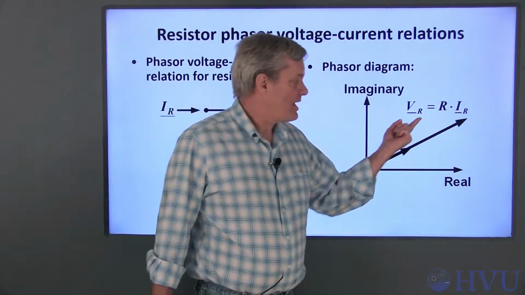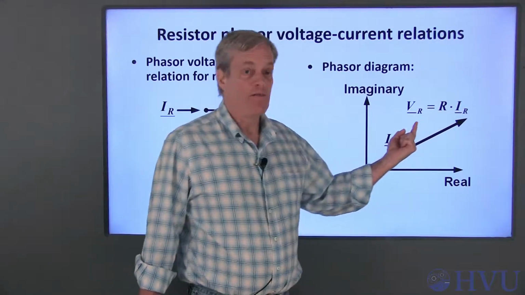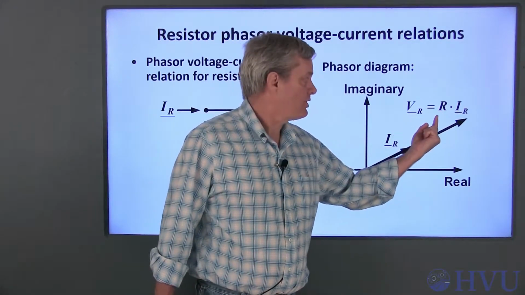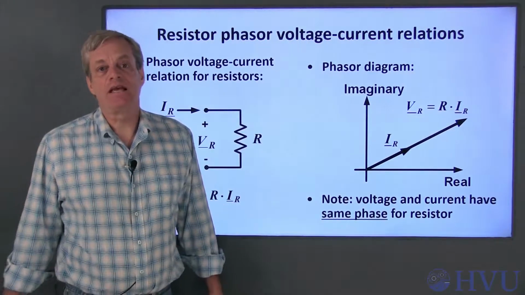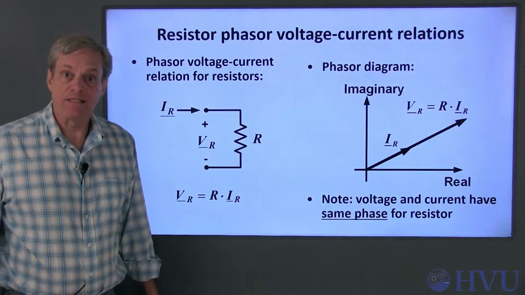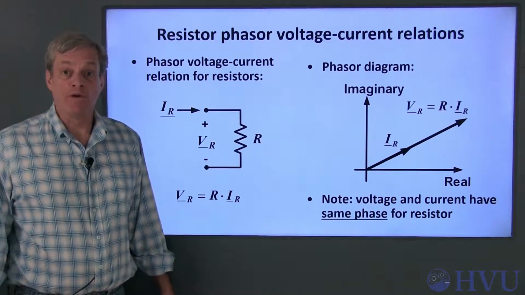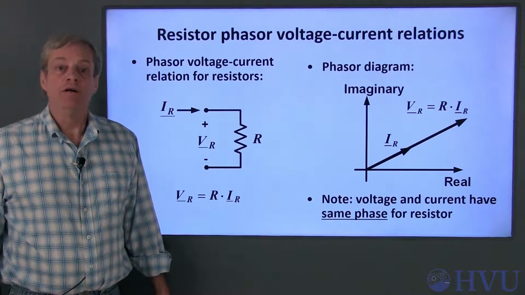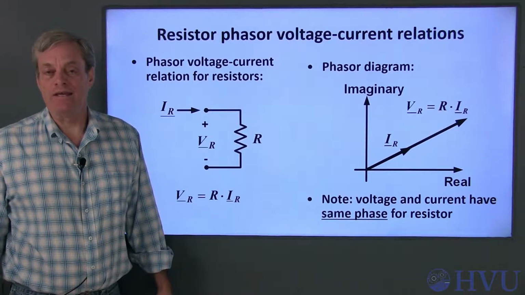The resistor scales the magnitude of the current phasor according to the resistance. The length of the voltage phasor is equal to R times the length of the current phasor. If resistance is a real number, which it always is, there's no phase difference between the voltage and current phasors. A real number has zero phase angle, so the voltage and current phasors are shifted from one another by 0 degrees.